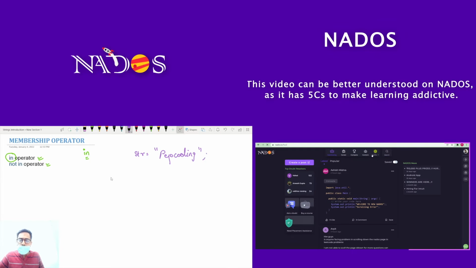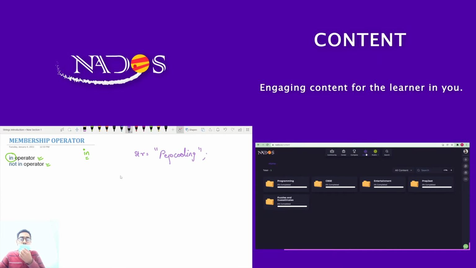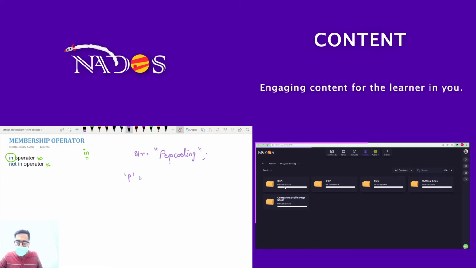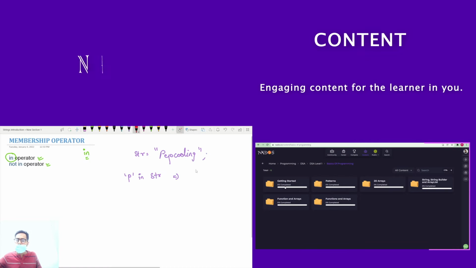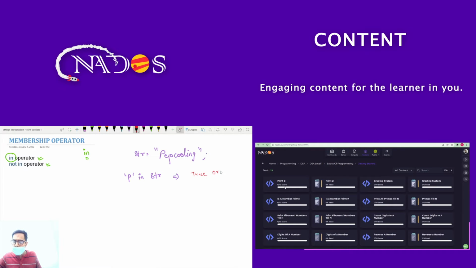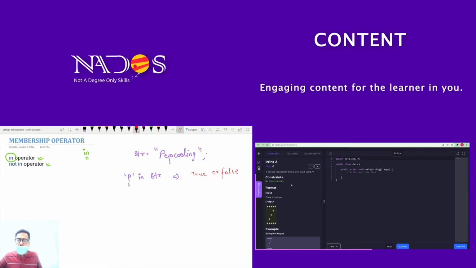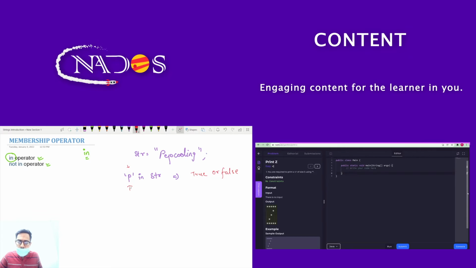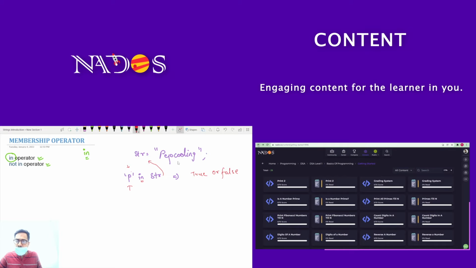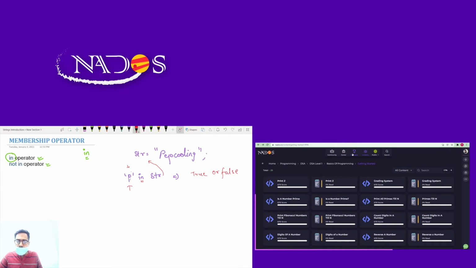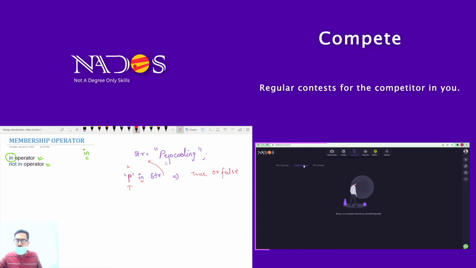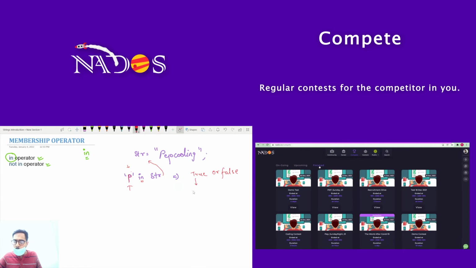If you use an in operator by checking P in str, what do you think it will give, true or false? How will the line get interpreted? P itself is the character. It will get checked in the entire string whether this character is present in it or not. You can clearly see that P is present in this string. That's why your output will be true.